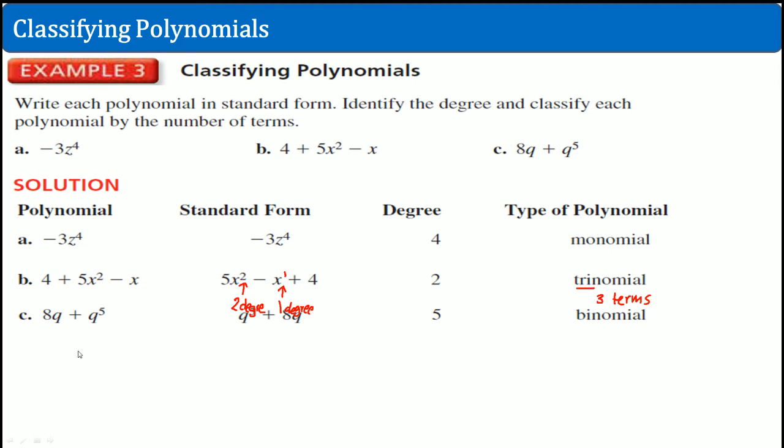C, 8q plus q^5. If you rearrange it, it becomes q to the 5th power plus 8q. If you can't see it, let me rewrite it for you. Q to the 5th power plus 8q. The highest exponent here is 5, so the degree here is 5. How many terms? 1, 2. That's why it's called a binomial, because again, it has 2 terms. Let's do the last one. Okay, that was the last one. All right.